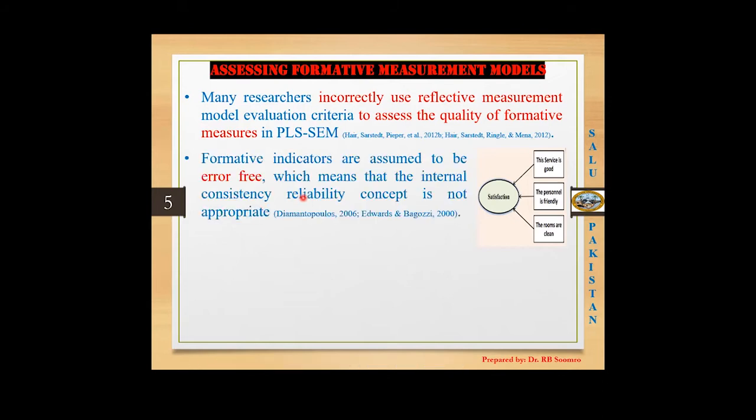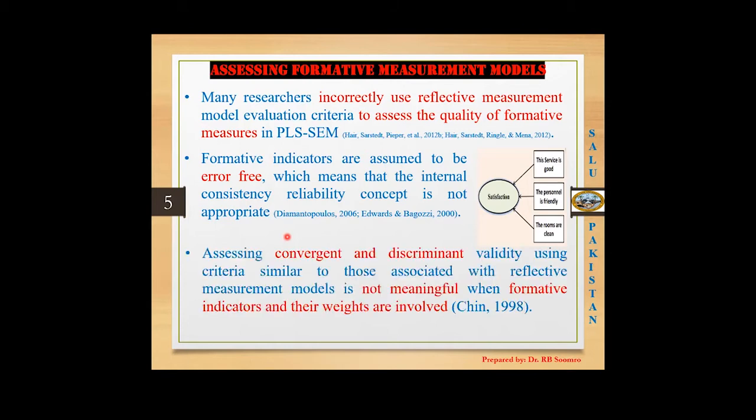Formative indicators are assumed to be error-free. There is no error in them, which means that the internal consistency reliability concept is not appropriate. The reliability that we check through Cronbach's alpha is therefore not needed: there is no need to check the reliability of the formative construct because these are error-free. So there is no need to compute the reliability.